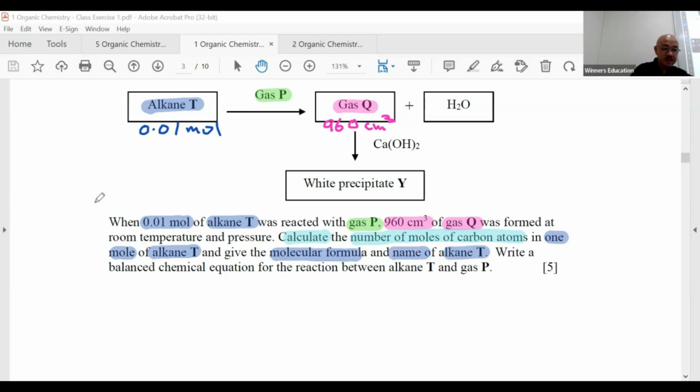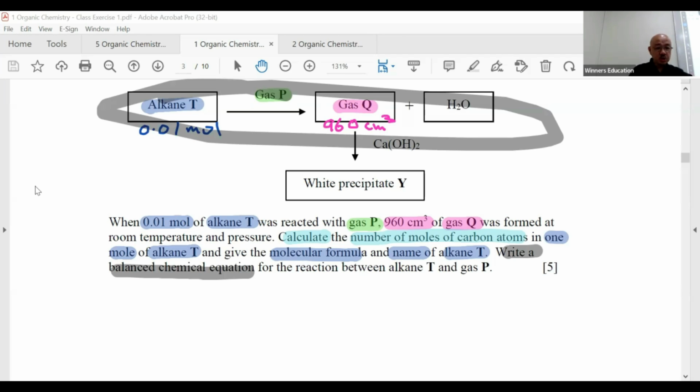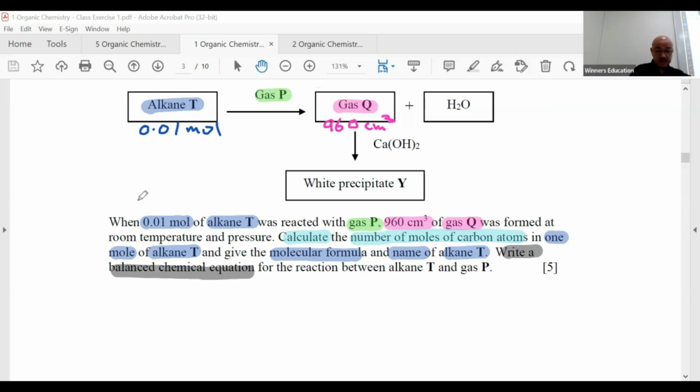After which, write a balanced equation for the reaction between alkane T and your gas P. I say, okay, I'll just write the equation. What equation? This equation. So where should we start and how should we move? That's always the question. So let's take a look.